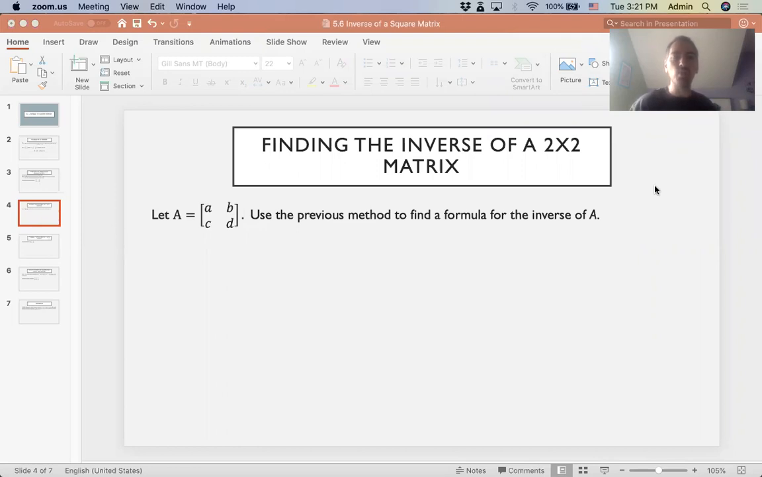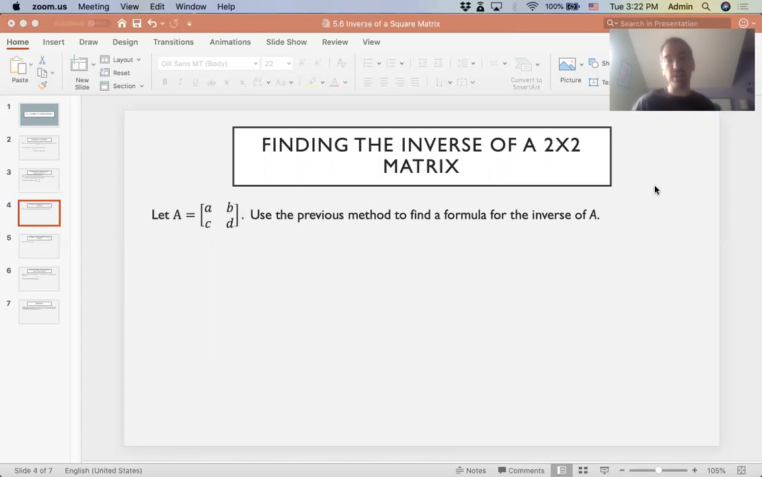In the previous video, we saw how to find the inverse of a general n by n square matrix. In this video, we want to look specifically at the 2 by 2 matrix. There's a special formula that we can use that makes the process of finding the inverse much more straightforward than that process that we saw previously. But we're going to use that method to find a general formula for this 2 by 2 matrix.